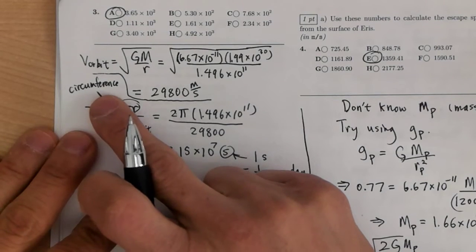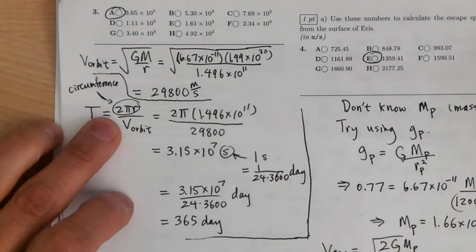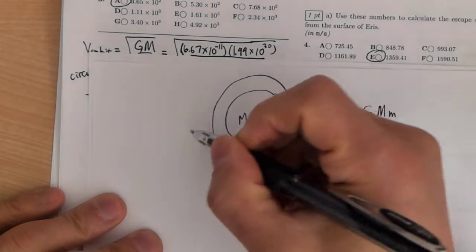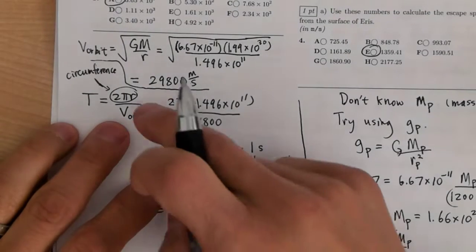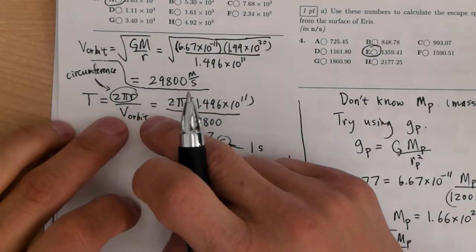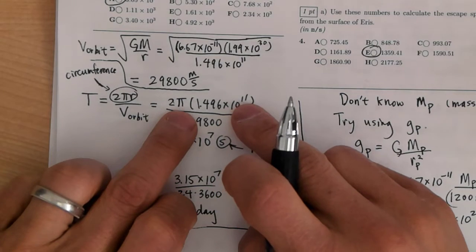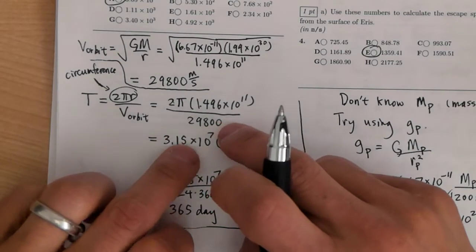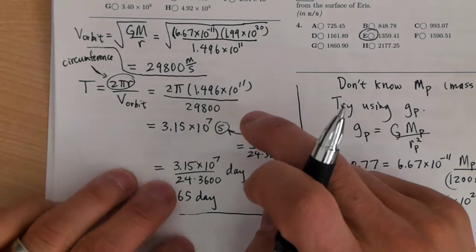Now then what we want to do is get the period. To calculate the period, we first calculate the distance to go around one time. The distance to go around one time is 2 pi r, that's the circumference. Okay, and we divide by the speed. We divide distance by speed, we get time. Distance divided by speed equals time. And so we have 2 pi times 1.496 times 10 to the 11th, that's the radius of the orbit, divided by the speed, 29,800, and we get 3.15 times 10 to the 7th seconds.